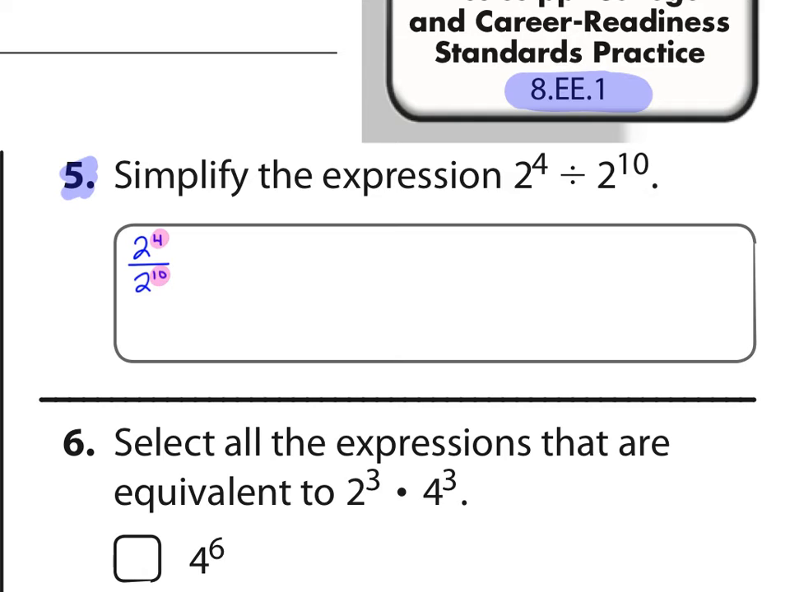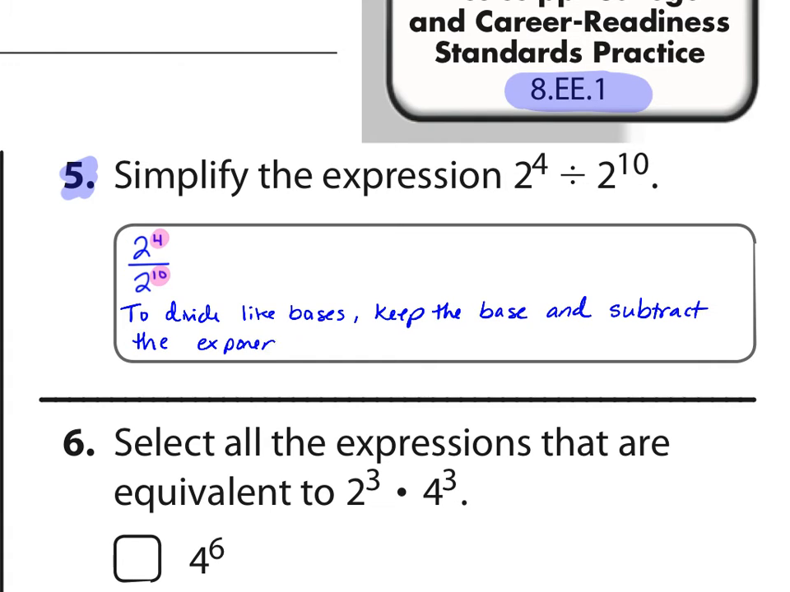So we have a rule that says to divide like bases, keep the base and subtract the exponents. It's just repeated division. So we're going to keep our base 2. We're going to take our exponents 4 and subtract the denominator 10. And so 2 to the 4th minus 10th power would be 2 to the negative 6th power.